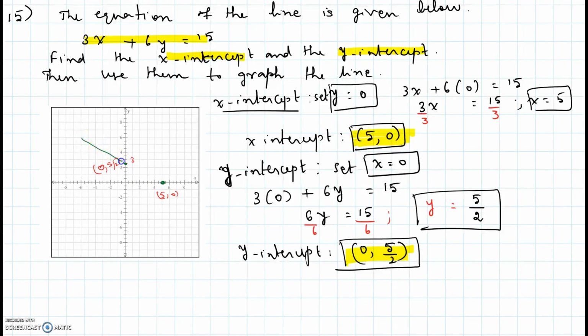So we have to connect these 2 points on the graph by means of a straight line. So extend the line on either side nicely. So that is the equation of the line shown on the graph. Hope this video helps.